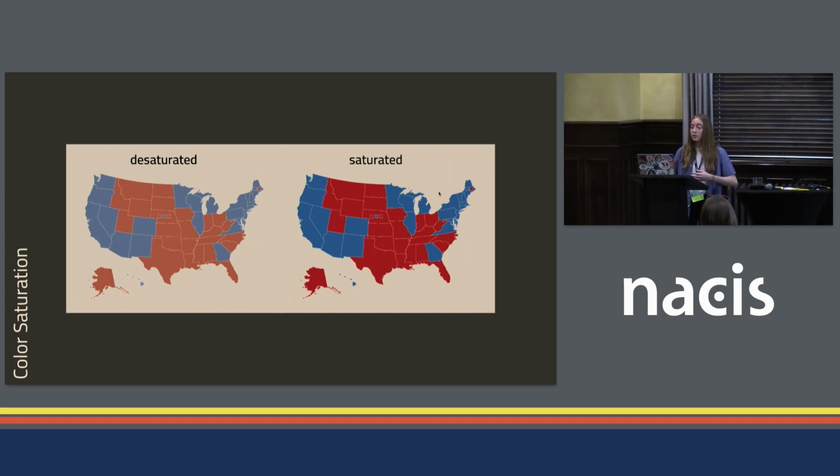The second feature that I wanted to test in terms of election map design was color saturation. More people are used to seeing the saturated map for election map design, really bright, bold colors, but as I'll get to in a little bit, there are possibly some good reasons to use a slightly more desaturated color scheme in relation to political partisanship and strain on the eyes and things like that.